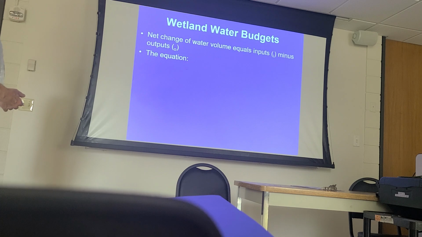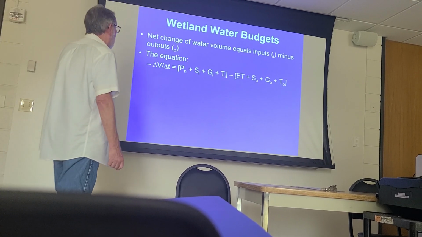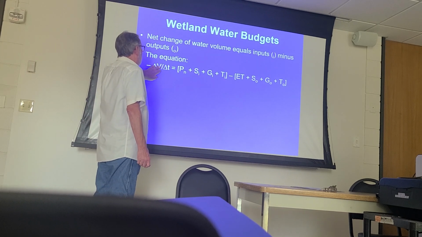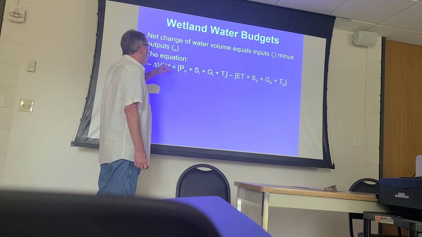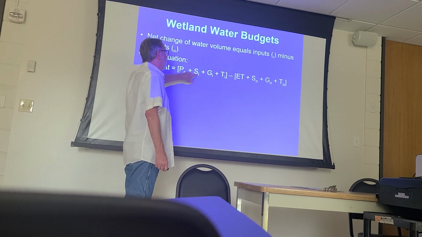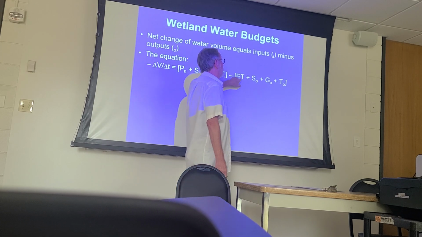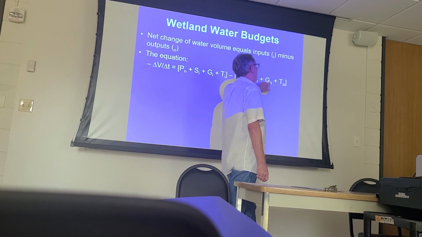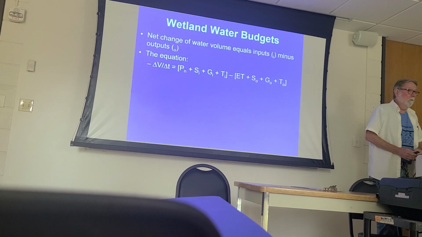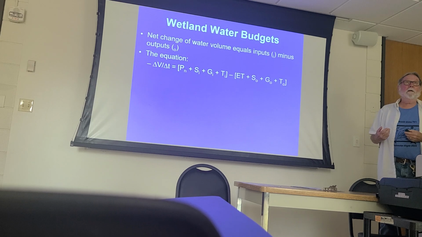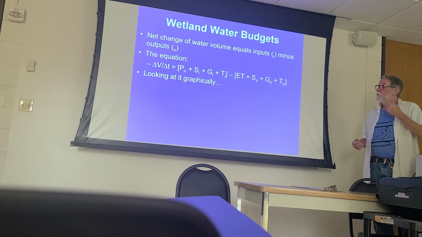Okay. Here's the equation. Don't let this scare you, because it's actually pretty easy. The change in water in a wetland over time is equal to precipitation plus surface flow in, plus groundwater flow in, plus tidal flow in, minus evapotranspiration out, surface flow out, groundwater flow out, tidal flow out. That comes as a real shock, right? That's all it is. You add up all the ways water's coming in, you add up all the ways water's going out. Okay. Here's looking at it graphically.